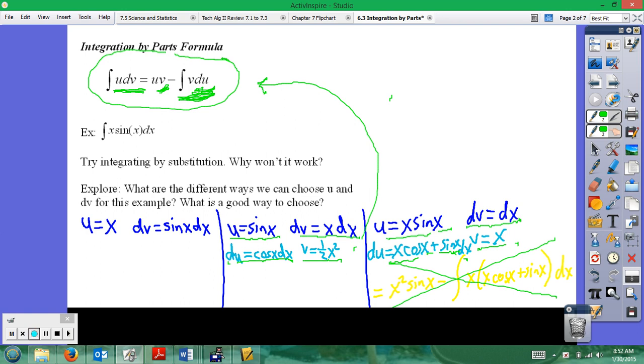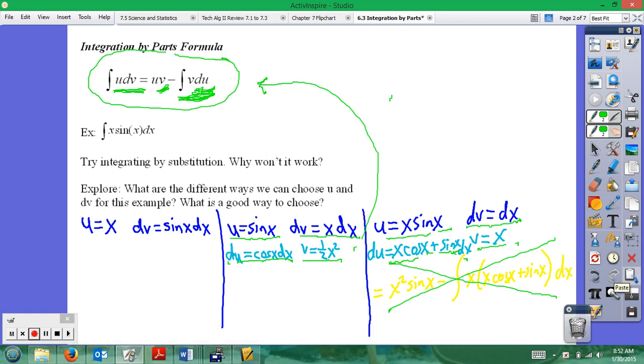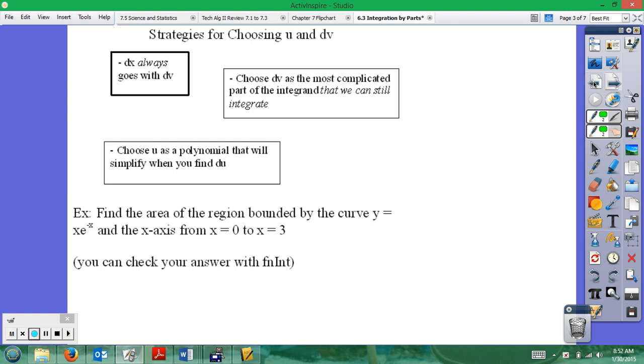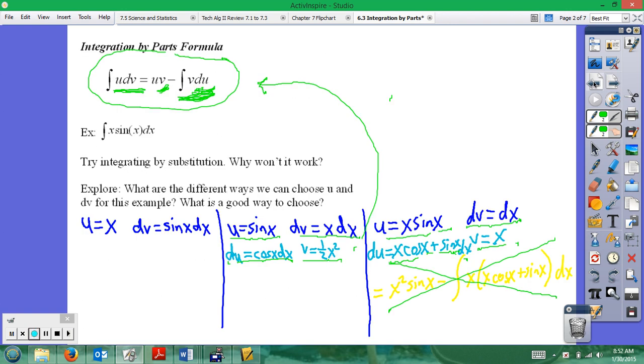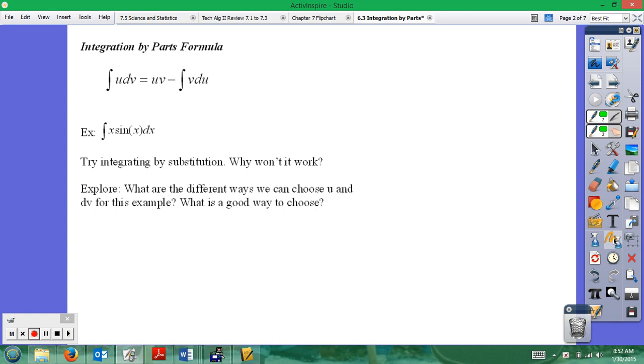We'll go over a few methods for picking that. But I want to go back actually and do this one the right way. So let me just clear this slide and work through it as if we're doing it right. So I see I'm integrating x sine x. In general, you want to pick the u to be whatever would become simpler when you take a derivative.